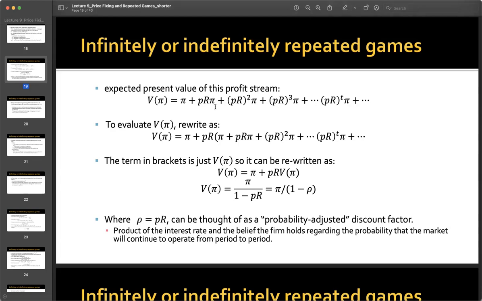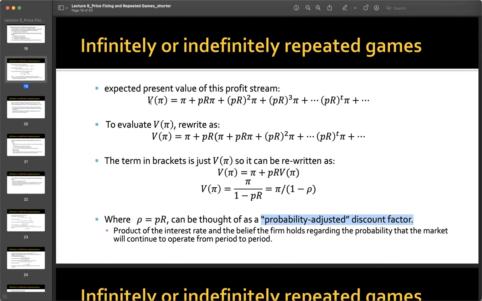Now, ipasok natin si P, which is the probability. So as you can see, the P and the R, they just go together. And in fact, in the last bullet, it says here that we can think of rho as just equal to P times R. So whenever you see a PR, that's why the PR is always together, because the P times R can be thought of jointly as a probability adjusted discount factor. R is the discount factor, but if you multiply it with a P, which is possibly less than 1, then it's a probability adjusted discount factor.